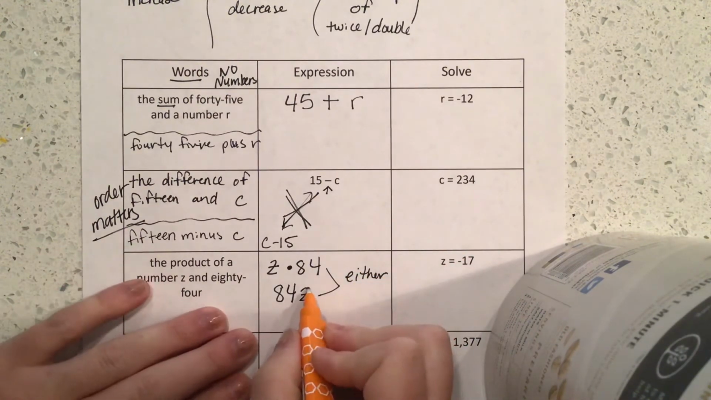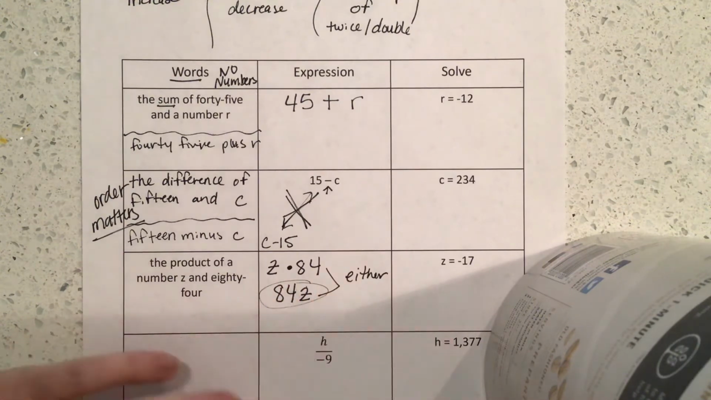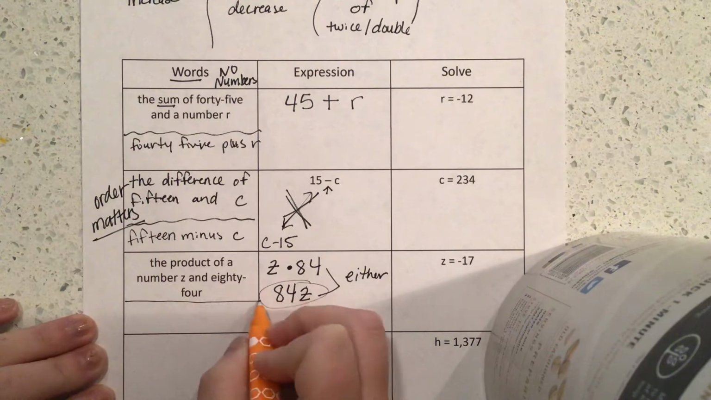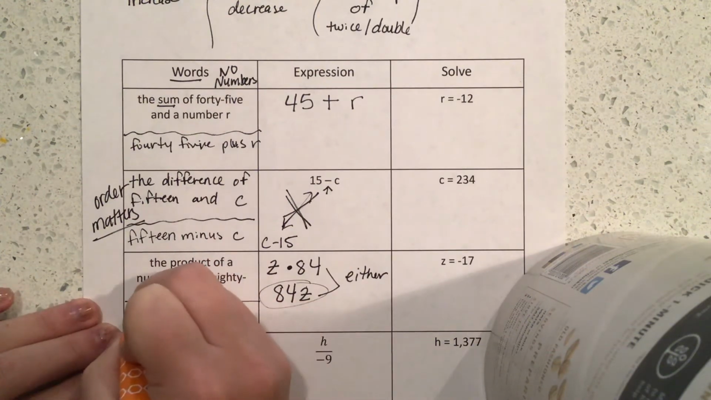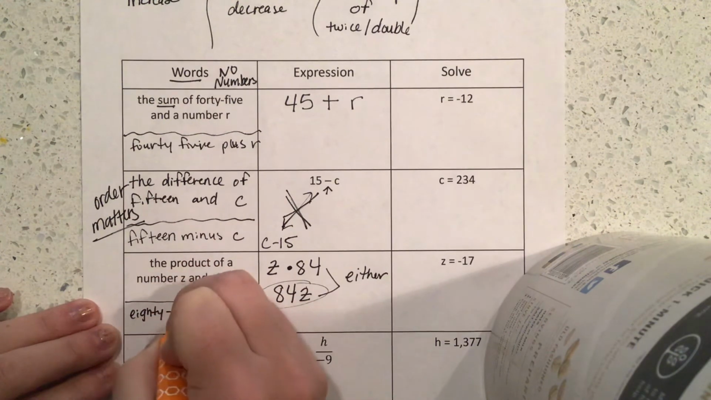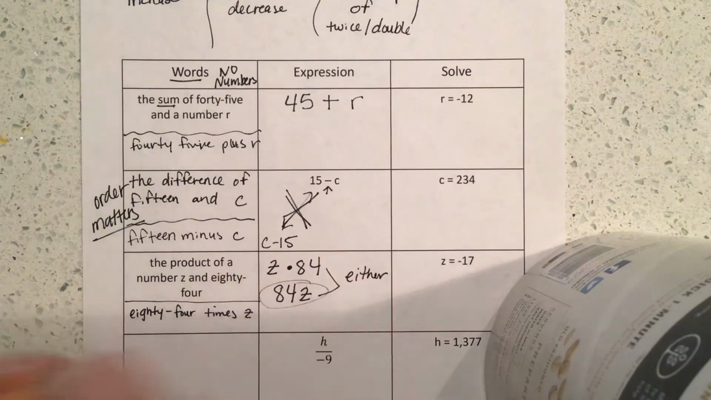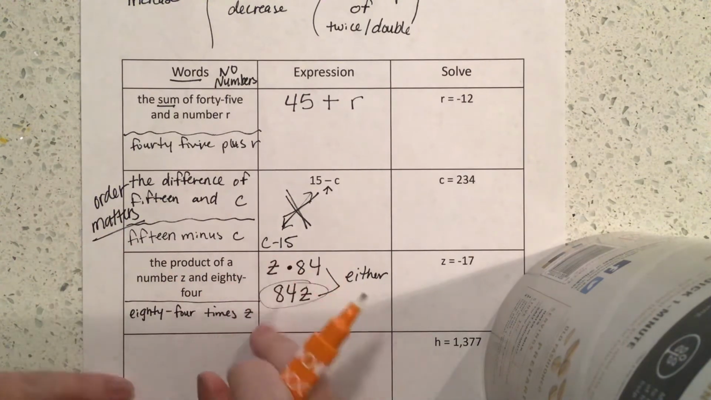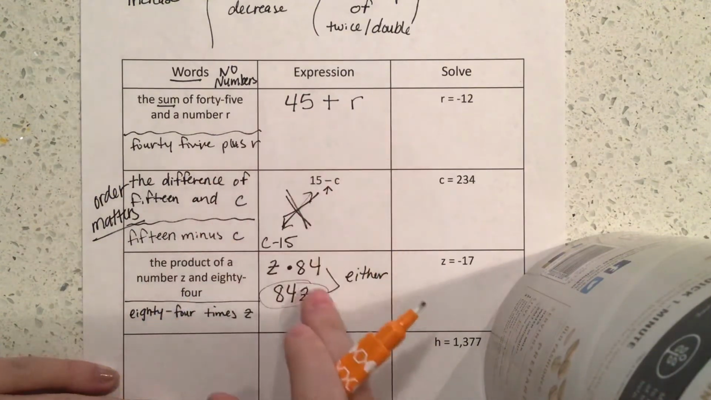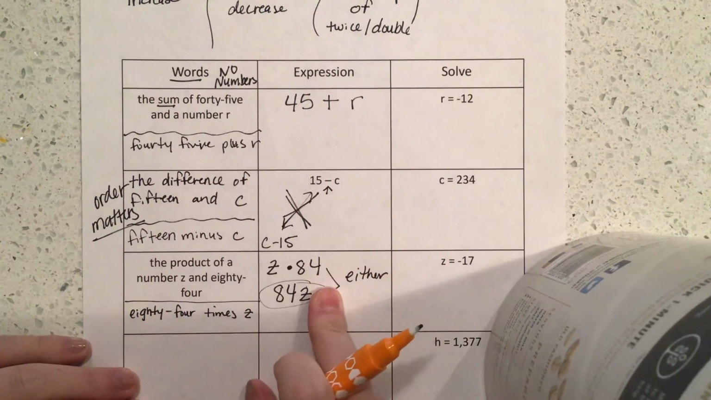But as you get older into your higher upper classes, this is the way they're going to want you to write it. Now, another way we could write this would be 84 times Z. And we can switch the order here. Addition can be switched and multiplication can be switched.